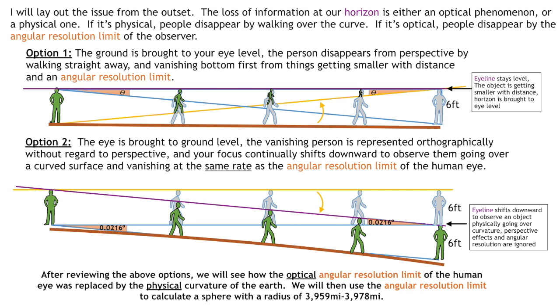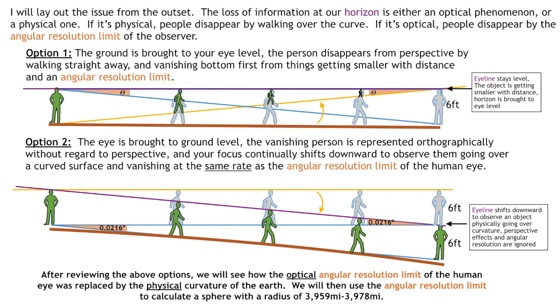The person disappears from perspective by walking straight away, vanishing bottom first, from things getting smaller with distance, and an angular resolution limit. As you can see in the diagram, the eye line stays level, the object is getting smaller with distance, and the horizon is brought to the eye level, designated with our yellow and purple lines.